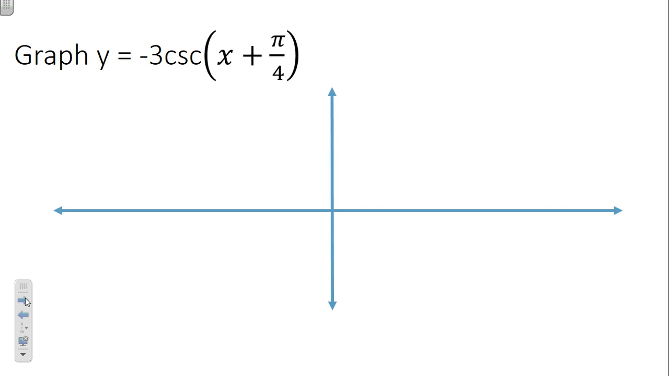So, okay, we're going to graph this guy. y equals negative 3 cosecant of x plus pi over 4. So we've got 1, 2, 3 things going on here, don't we? What's the negative going to do? Reflect it. Okay, what's the 3 going to do? Stretch it. Yep, it would be the amplitude if we were talking about the sine, right? But it's going to stretch it.